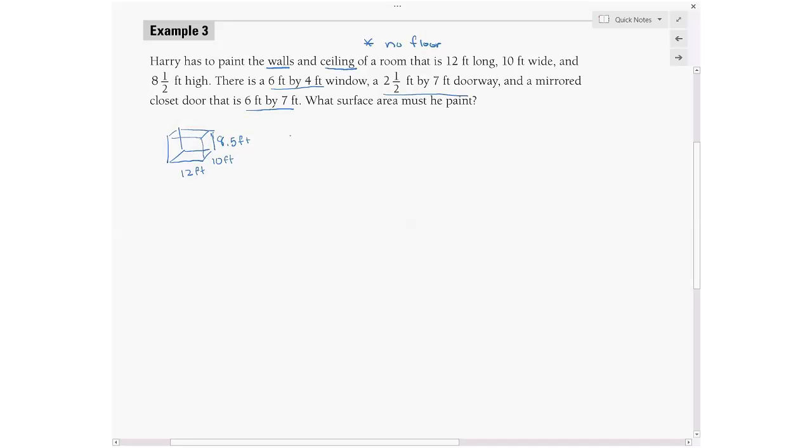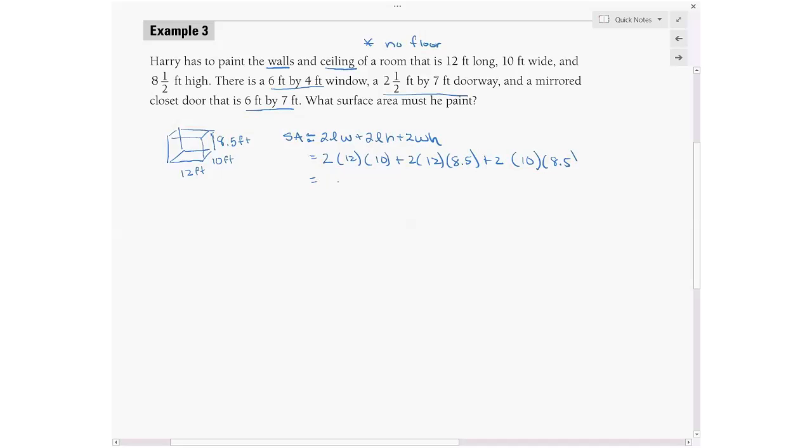So let's first consider the surface area of the entire room. Surface area is 2 times the length times the width plus 2 times the length times the height plus 2 times the width times the height. So 2 times the length is 12, the width is 10, plus 2 times the length is 12, and the height is 8.5, plus 2 times the width is 10, and the height is 8.5.